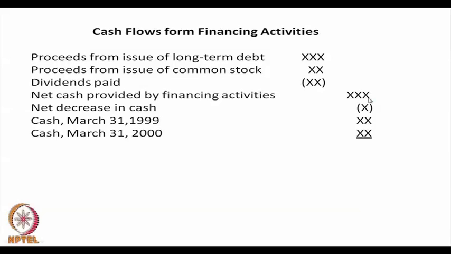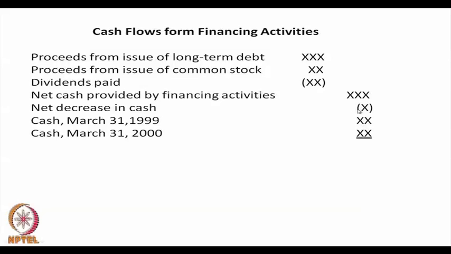So, if you add all the 3, then it may be negative or it may even be positive. All the 3 in this case would be negative, therefore, it is put within parenthesis. So, this is the net decrease in cash. Now, look at your balance sheet of March 1999, find out from the assets the cash position. That is the cash position, and the net decrease in cash in this case is this.